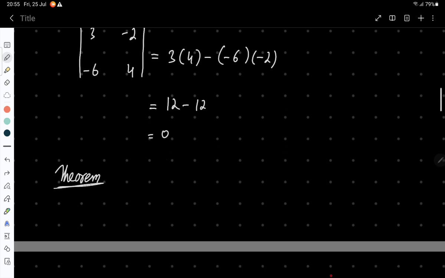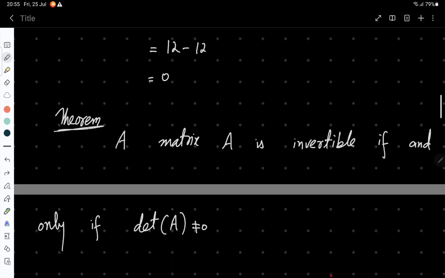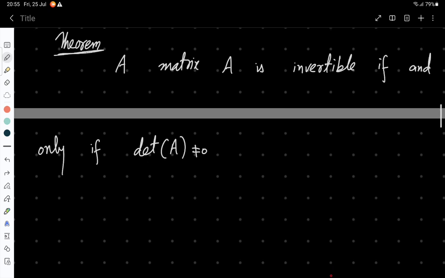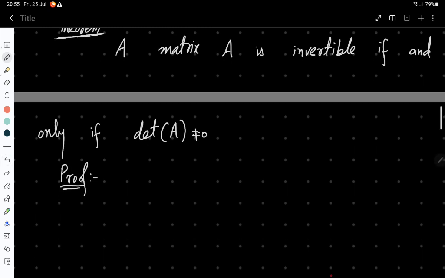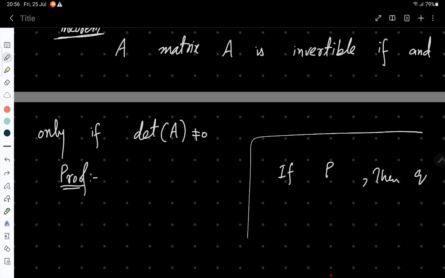On the basis of this example, I will talk about a theorem. The theorem is: a matrix A is invertible if and only if the determinant is not equal to 0. So before going to the proof, let's talk about mathematical statements. Let's learn how to prove such kind of theorems.